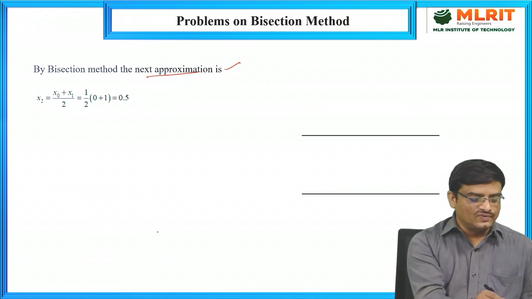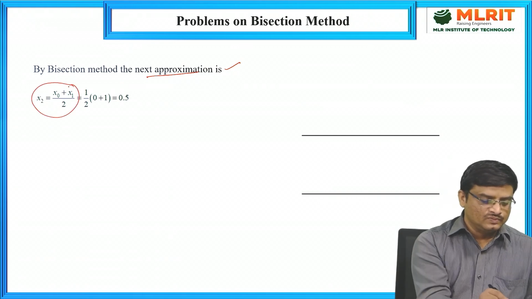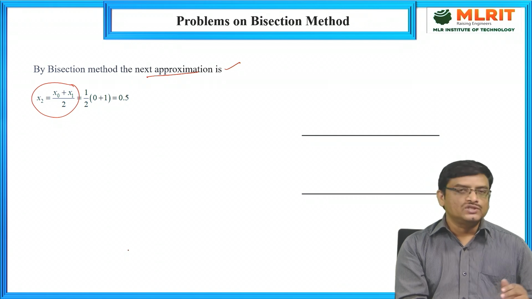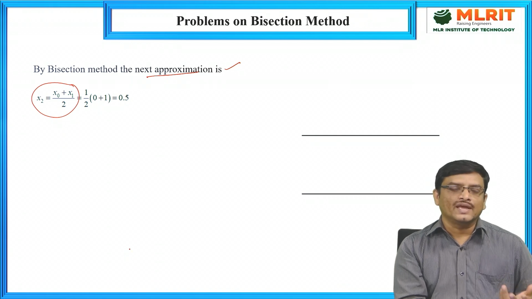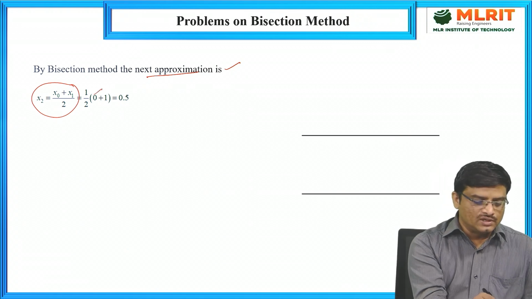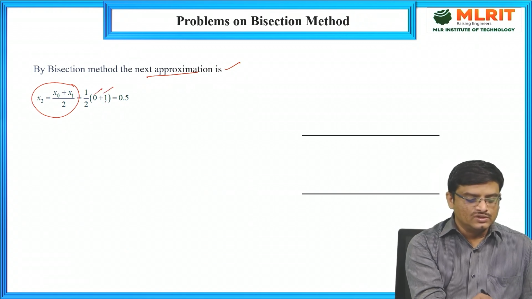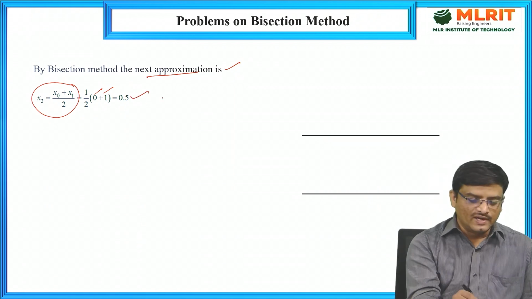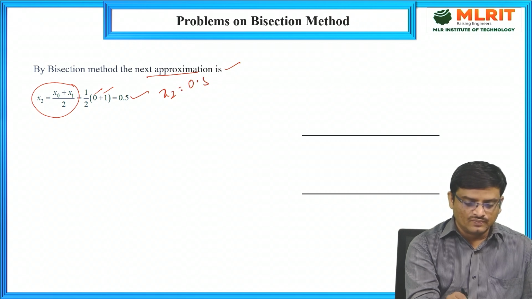So this is the formula we have seen in the procedure: x2 is equal to (x0 plus x1) by 2. In the previous slide we have taken x0 is equal to 0 and x1 is equal to 1. So 0 plus 1 is 1, by 2, we get this value equal to 0.5. So finally we got x2 is equal to 0.5.